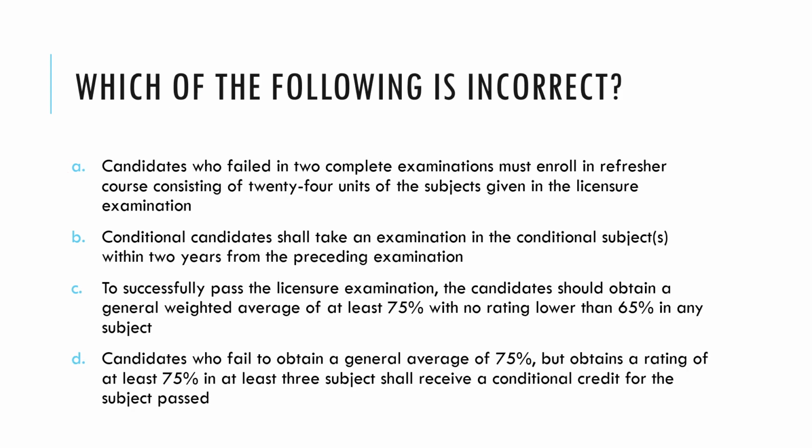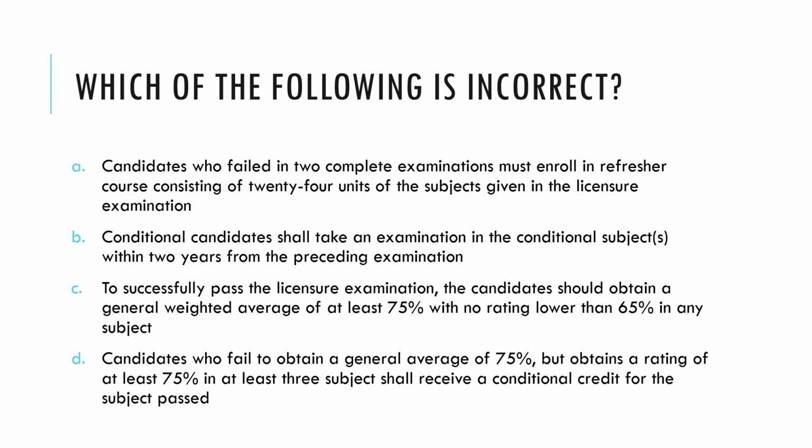Next, still in RA 9298, we are going to evaluate which of the following statements is incorrect. Letter A, candidates who failed in two complete examinations must enroll in a refresher course of 24 units of the subjects given in the licensure examination. And we know this to be the correct statement, right? So after two complete failed examinations, they are required to enroll in a refresher course of 24 units in an accredited HEI or higher education institution. Notice as well that with the BOA resolution on refresher courses, the certificate of completion has an expiry period of 2 years.